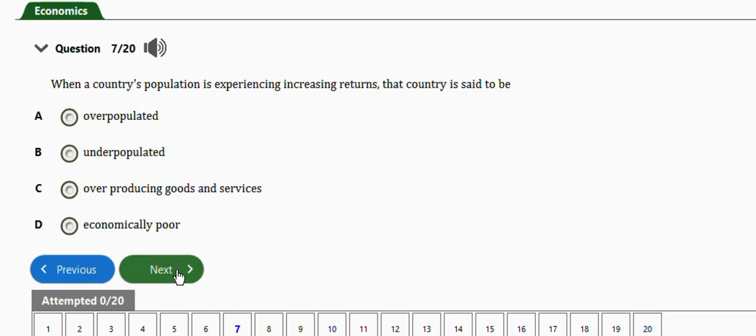Next question. It says when a country's population is experiencing increasing returns, that country is said to be overpopulated, underpopulated, overproducing goods and services, economically poor. So the right answer is option C. The country is said to be overproducing goods and services. So when a country's population is experiencing increasing returns, the country is said to be overproducing goods and services.